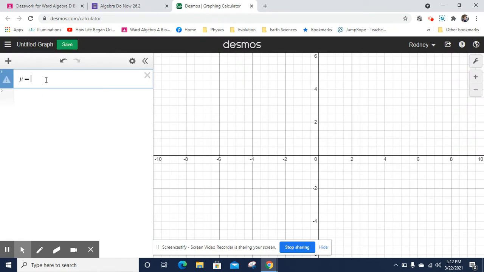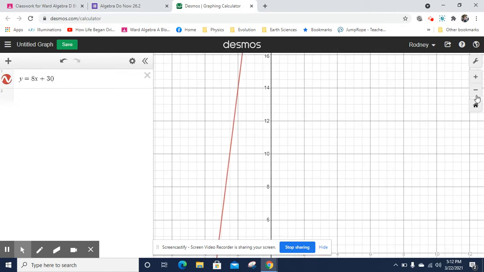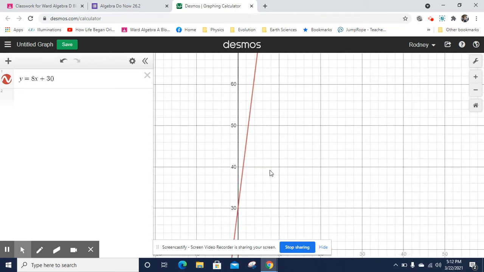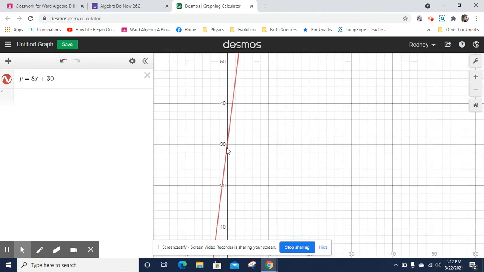So I've got y equals 8x plus 30. We're going to see where they intersect. I'm going to go up here. So we're above the 30 line. So that's the y-intercept right there. And then we'll put in y equals 8x plus 24.